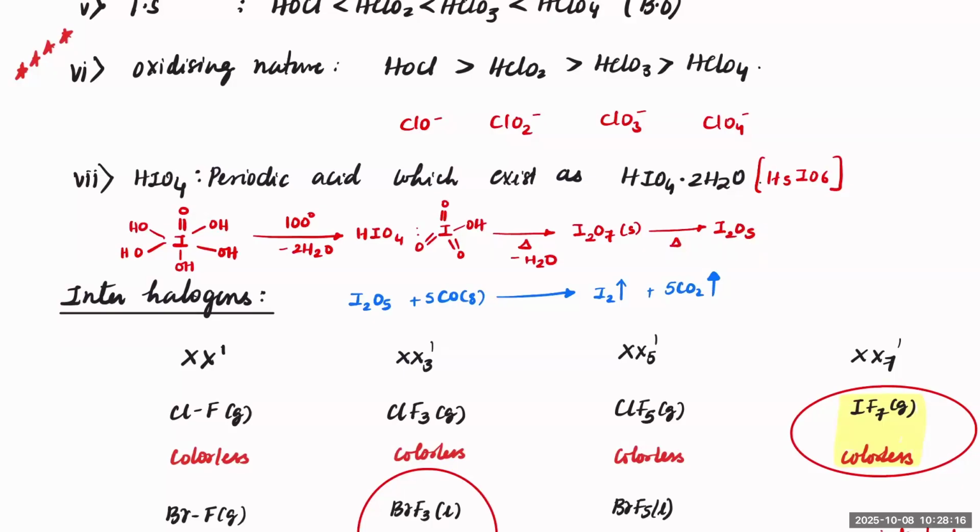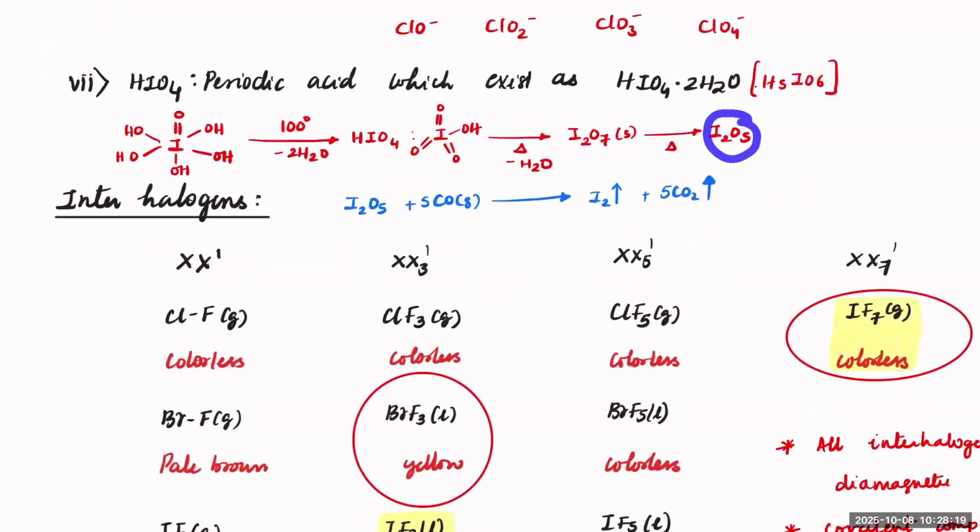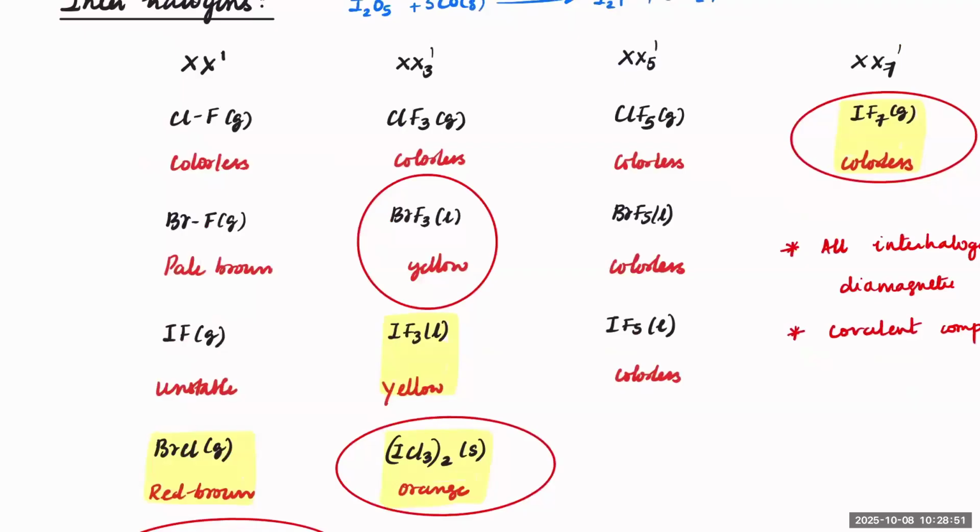And this I2O5 solid which is forming is specifically used for detection of carbon monoxide gas in quantitative analysis. That is, 5 moles of carbon monoxide will convert into 5 moles of carbon dioxide, making a blue color glow of the fire, and I2O5 will get reduced to I2. So this is some important reaction on HIO4. Clear? Now, see the next part, which is about interhalogens.